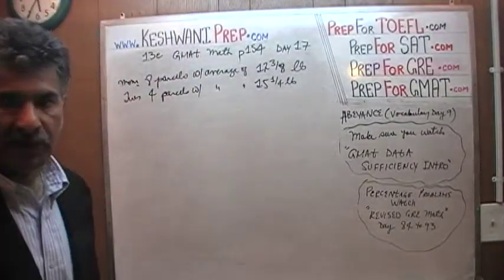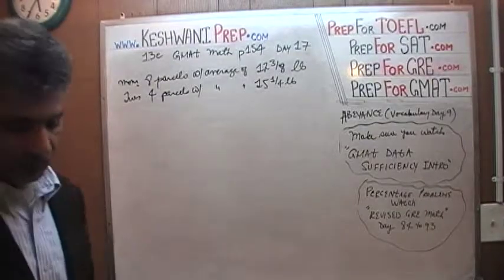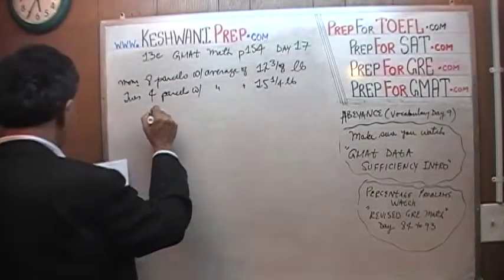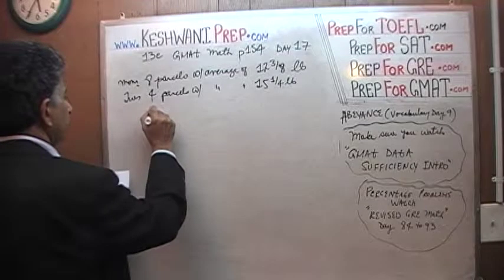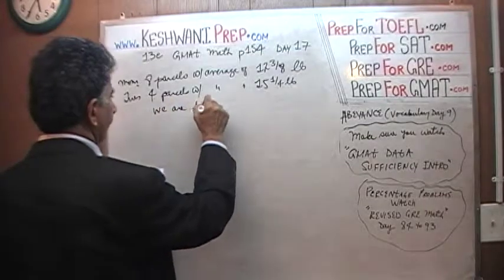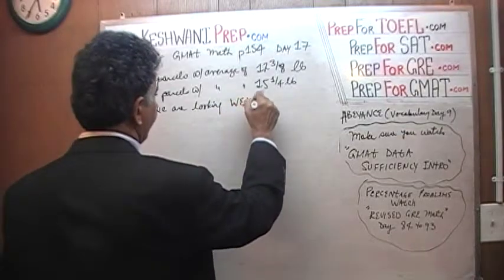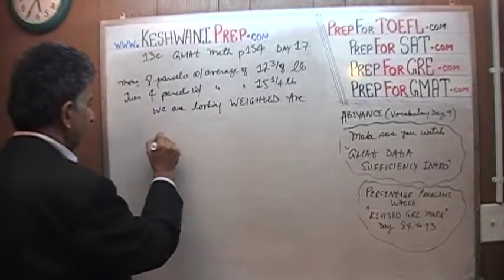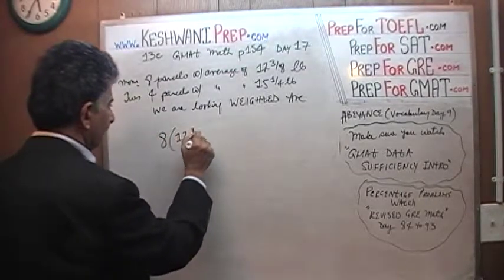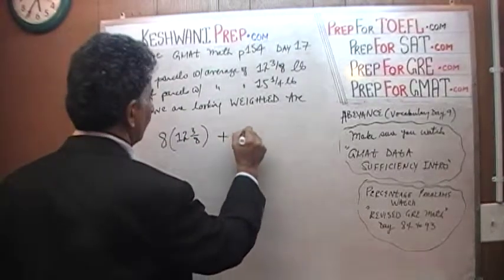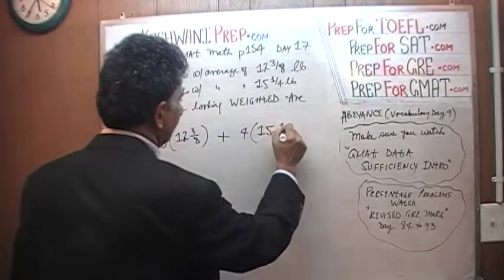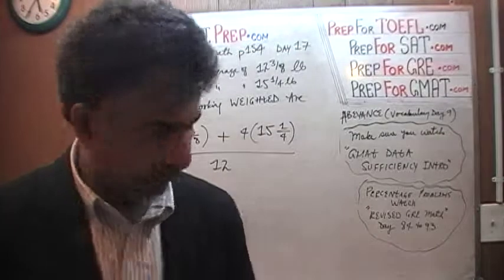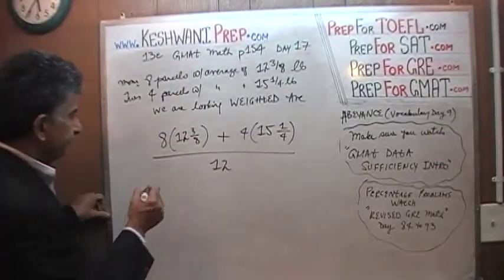They're simply asking you what is the average of these 12 packages. That's all it is. What's the average weight of these 12 packages? This is just a weighted average problem. So we just take the weight: 8 times 12 and 3/8 plus 4 times 15 and 1/4, over 12. That's all we have to figure out. As simple as that. Let's do it then, shall we?